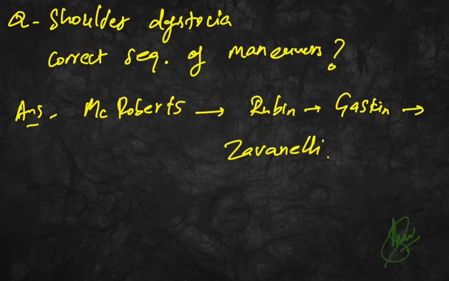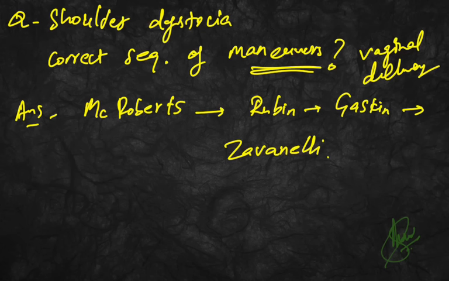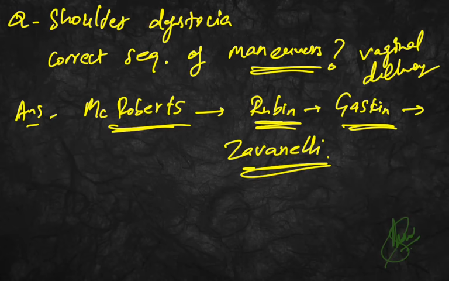Now, shoulder dystocia, correct sequence of maneuvers in a vaginal delivery. McRoberts followed by Rubin followed by Gaskin and Zavanelli's maneuvers should be done. This is the proper correct sequence.